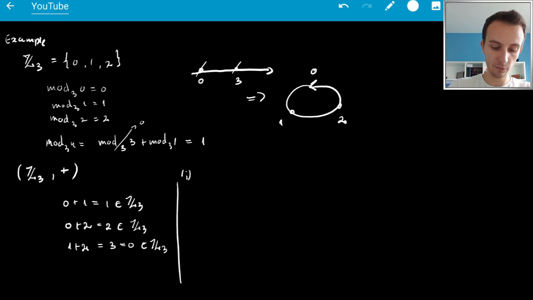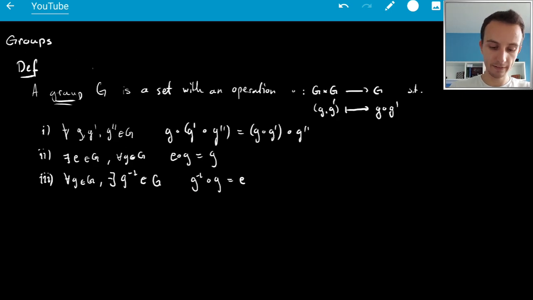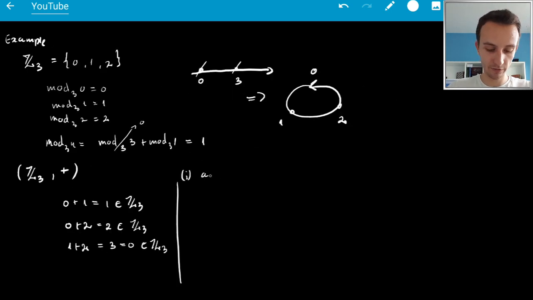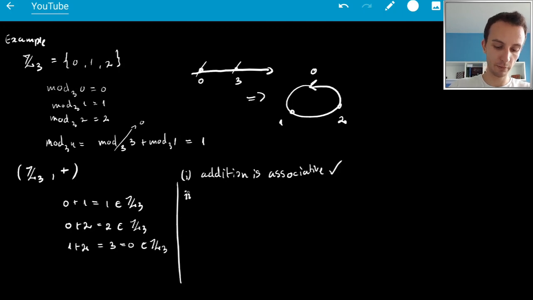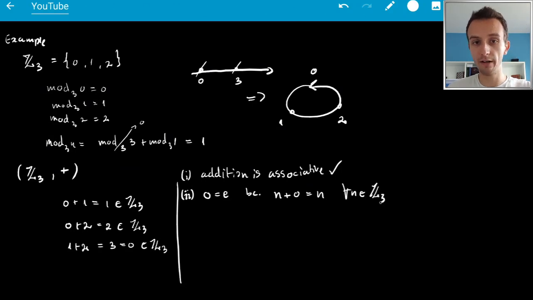So property 1 would be associativity. Of course, addition is associative, so you don't need to check. You have this property. The second property, the identity: 0 is the identity because n plus 0 is n for all n in Z3, definitely true for all n in any vector space, of course.